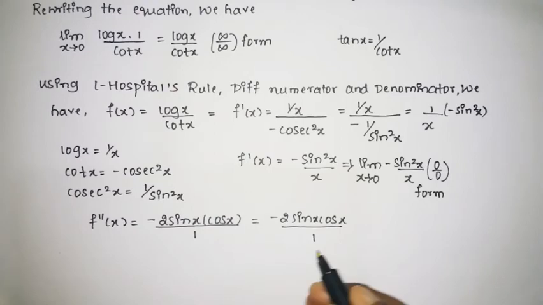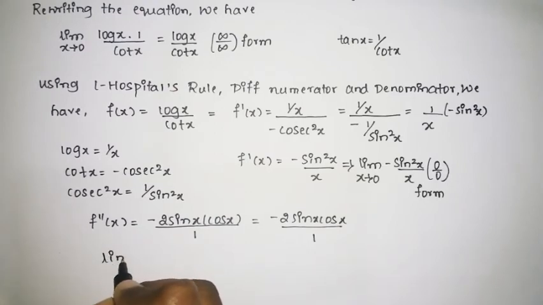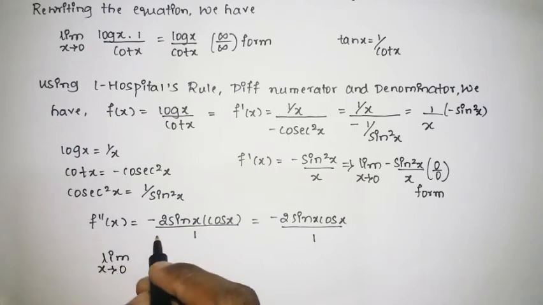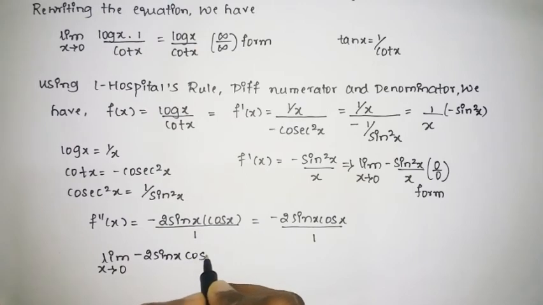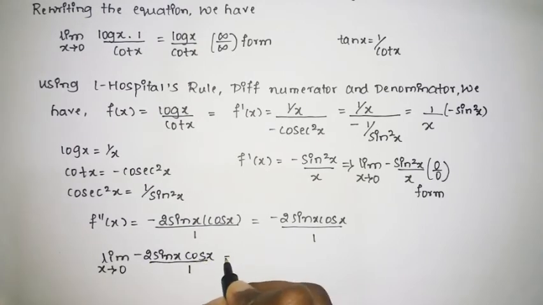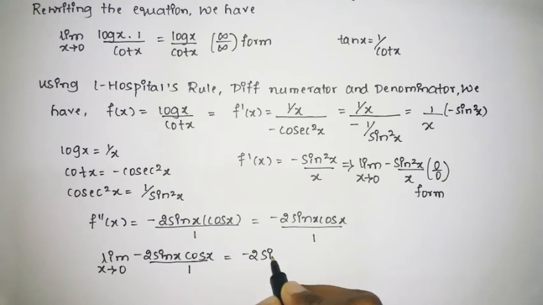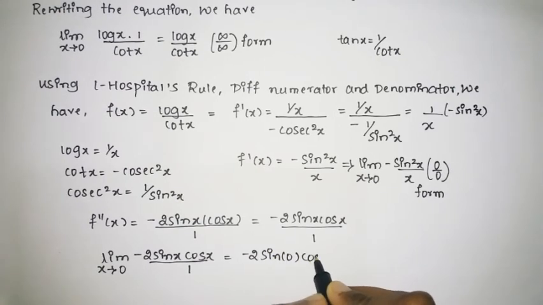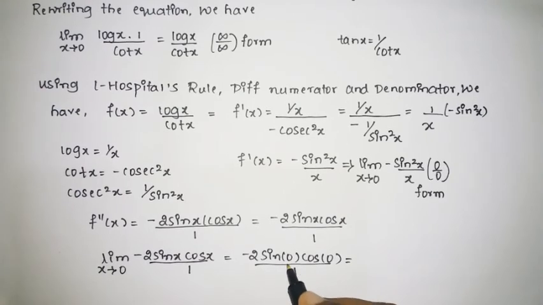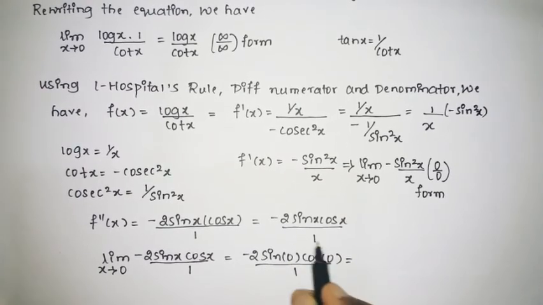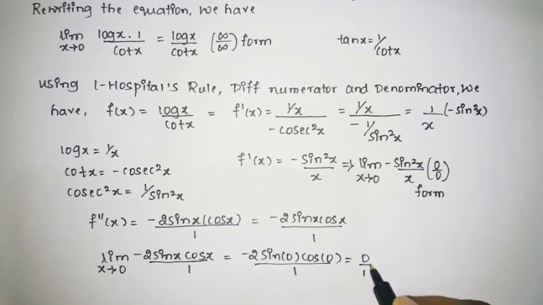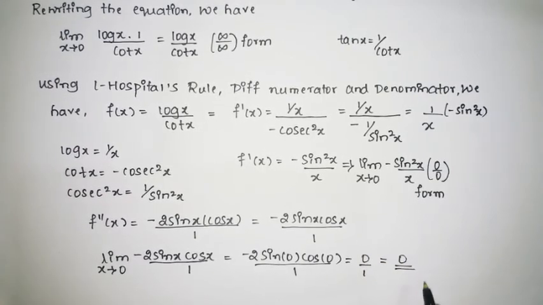So now we shall apply the limit as x tends to 0. Because we have obtained the constant value at the denominator, we shall directly apply the limit as x tends to 0. Minus 2 into sin x into cos x divided by 1. So minus 2 into sin 0 into cos 0 divided by 1. So as we know that sin 0 is nothing but 0, cos 0 is 1. So 0 into entire term will be 0 by 1. So 0 by 1 is nothing but 0. So 0 is the required result for the given equation.